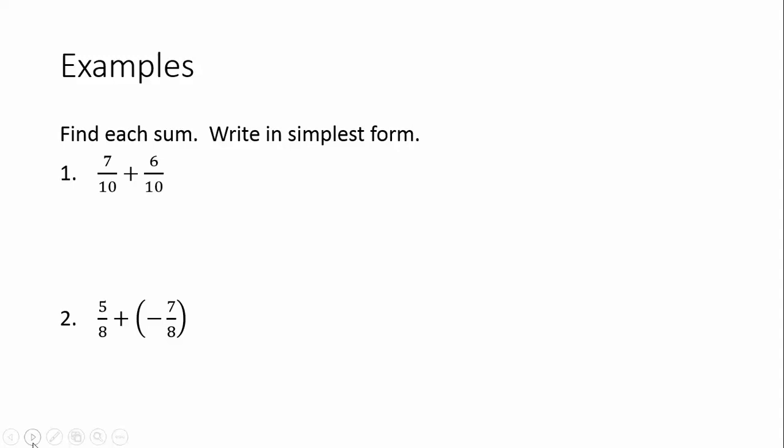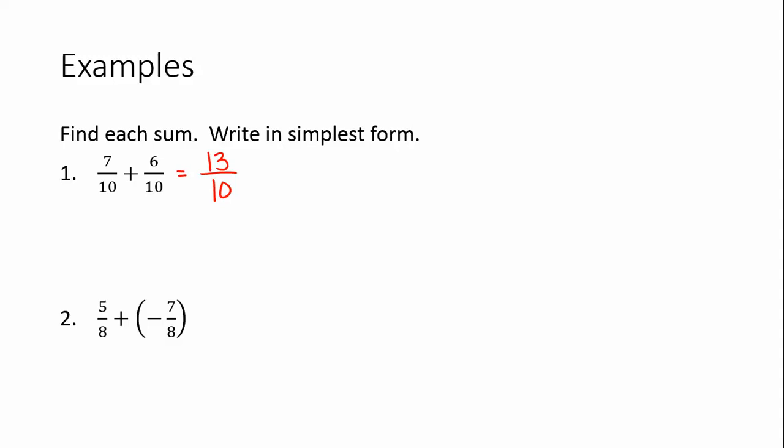So let's do some examples. You're asked to find each sum and write in simplest form. So we have 7/10 plus 6/10. So we have a like denominator. We add across the top. That's 13 over 10. You can change it to a mixed number if you'd like, or you can leave it improper. This fraction is reduced, so that's your answer.